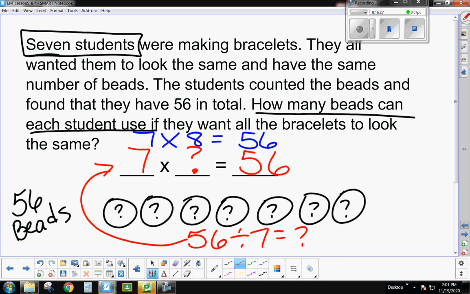All right, so these are some missing factor problems. Missing factors is when you're creating a multiplication problem and one of your factors is missing. This is a great way to help you solve division problems.